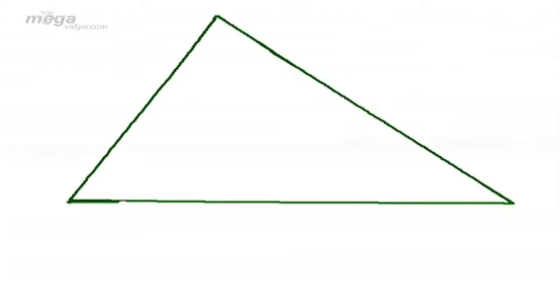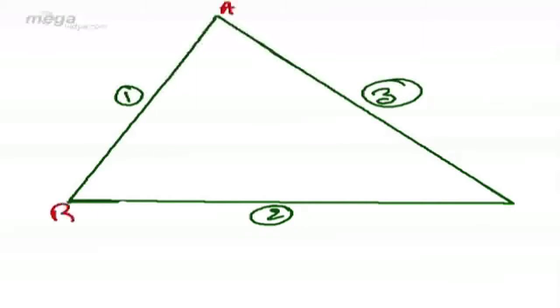So what we'll do here is first of all draw the figure. The figure is, there are three straight lines, so these are three straight lines. Suppose this is 1, this is 2, and this is 3. This is point A, this is point B, and this is point C.